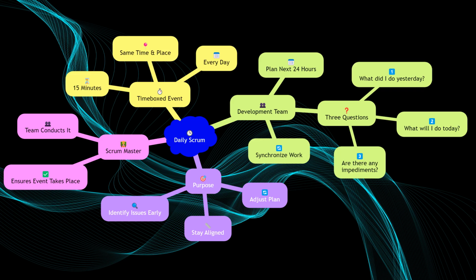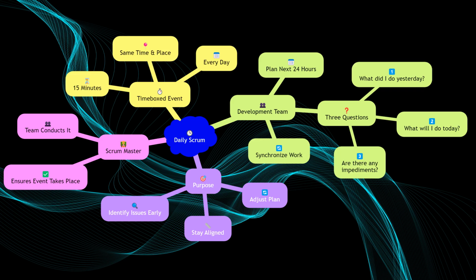During the Daily Scrum, the development team members synchronize their work and plan for the next 24 hours. Each team member answers 3 questions. What did I do yesterday? What will I do today? Are there any impediments in my way? This event helps the team stay aligned, identify issues early, and adjust their plan to meet the sprint goal.